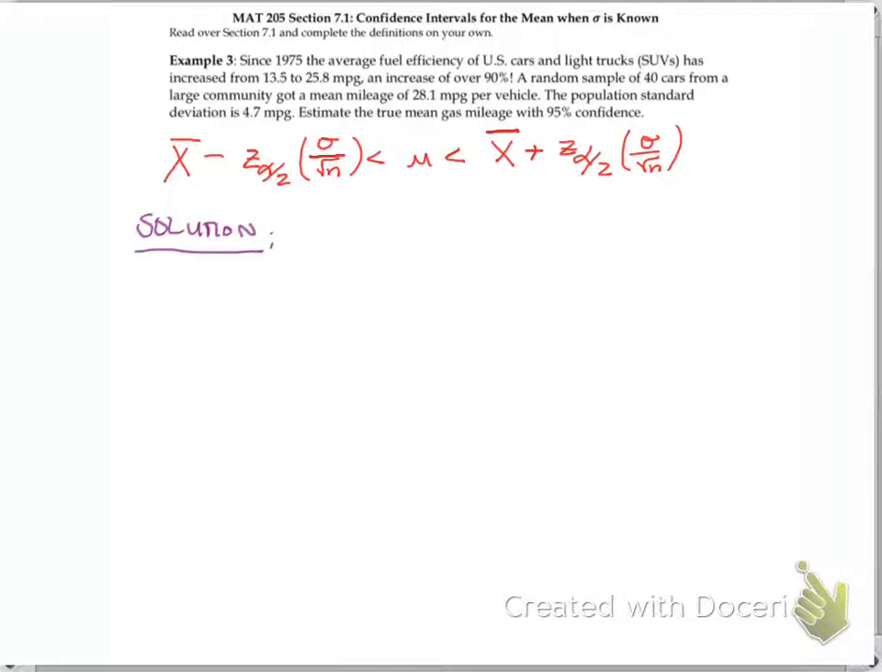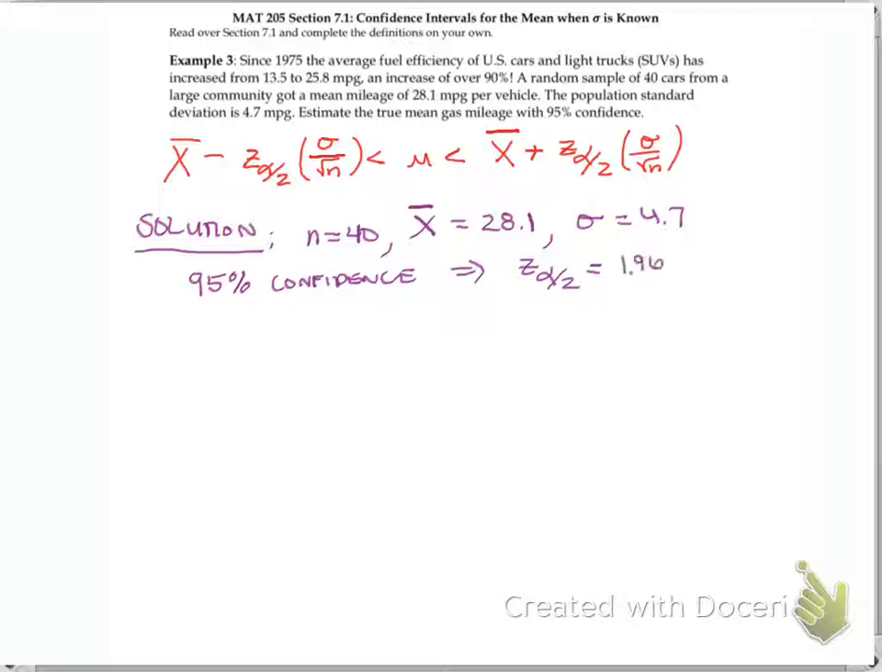In fact, you should pause the video and just set up your values. See if you can set up your n, your x bar, your standard deviation, and then your z sub alpha over 2. Okay. Welcome back. All right, so you should have had that n is 40, x bar is 28.1, and the standard deviation is 4.7. Since we want a 95% confidence, that tells us that our z sub alpha over 2 will equal 1.96.